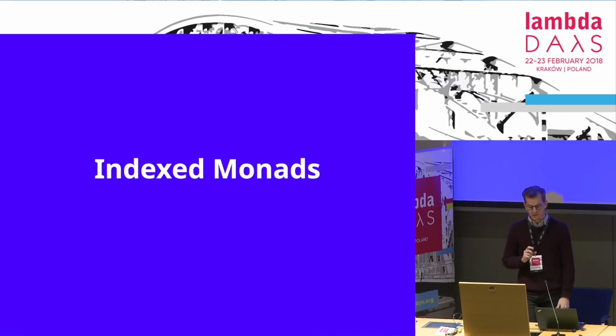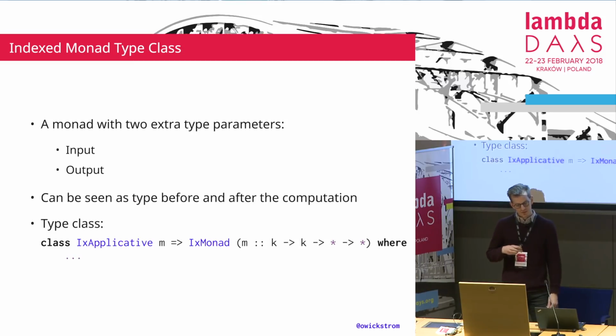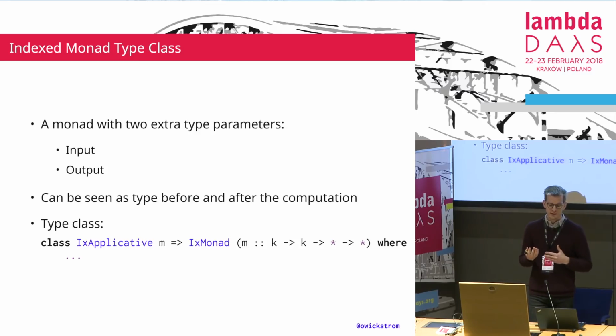And that brings us to indexed monads. Indexed monads, has anyone heard of this concept before? A couple. Cool. Then you'll learn all kinds of new stuff, or at least have heard of it. So an indexed monad is, as the name kind of suggests, a monad that is indexed. What is it indexed by? Well, two new type parameters, input and output. You can see these as the type before and after this computation.